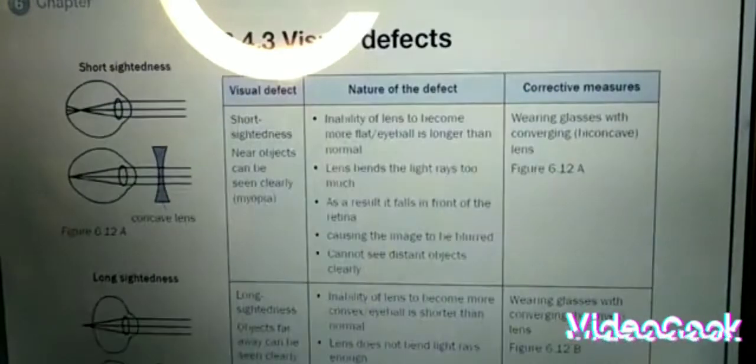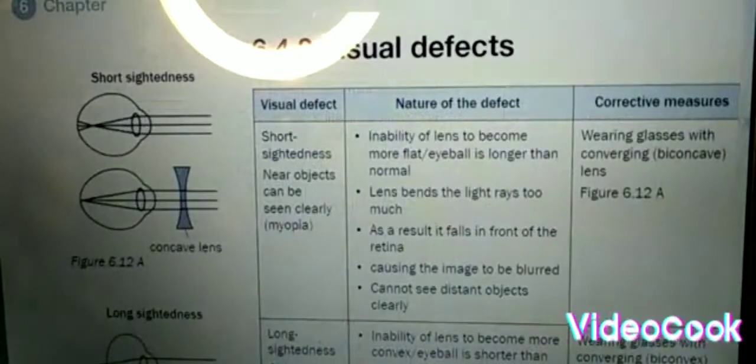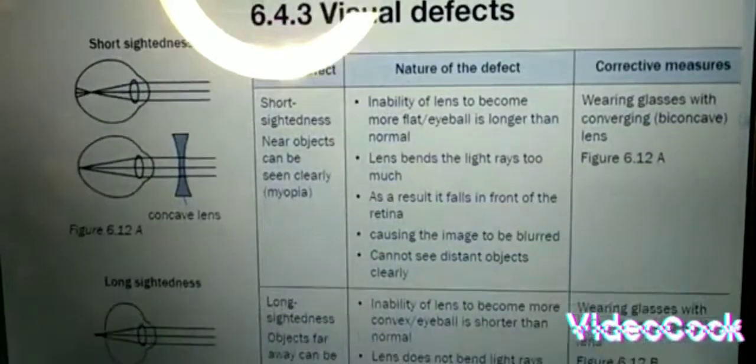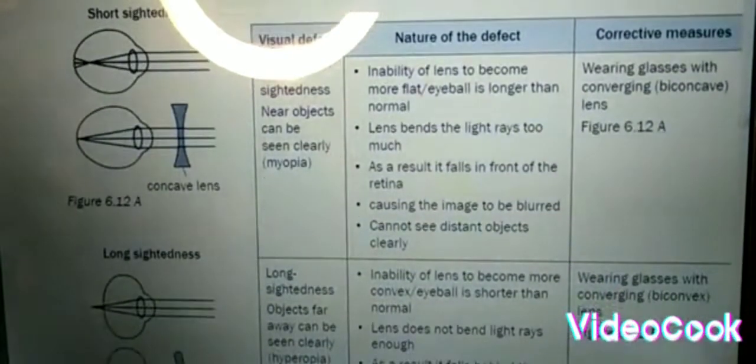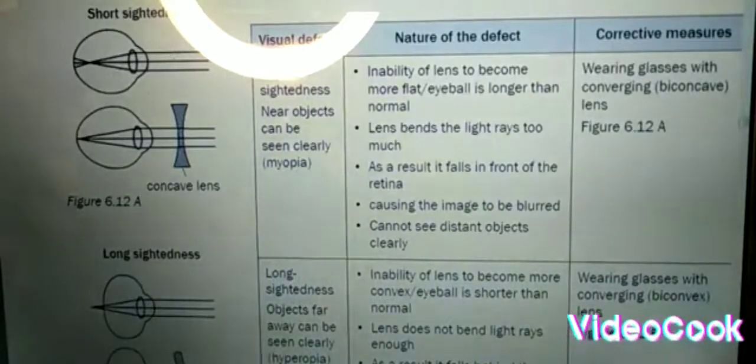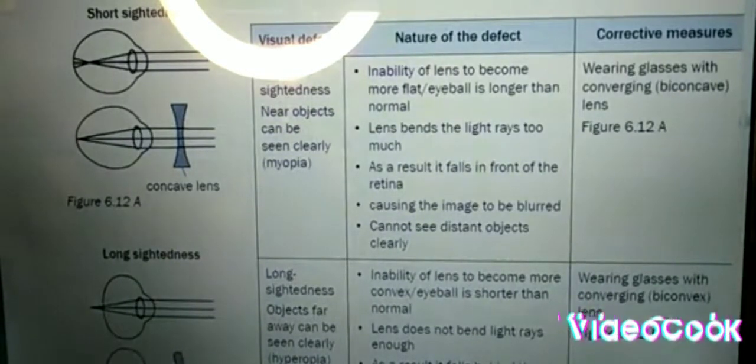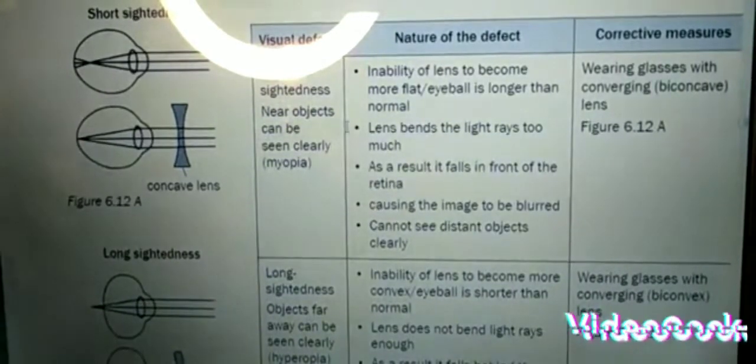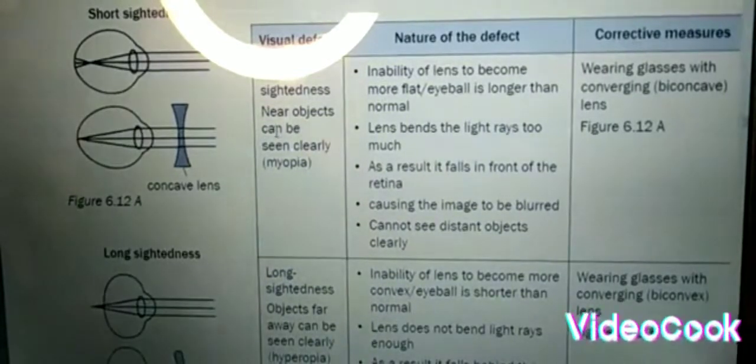Today we are focusing on visual defects, the issues that we come across when looking at things. We'll start off with short-sightedness. On short-sightedness, this person can actually see near objects clearly, and the other name for short-sightedness is myopia, right?